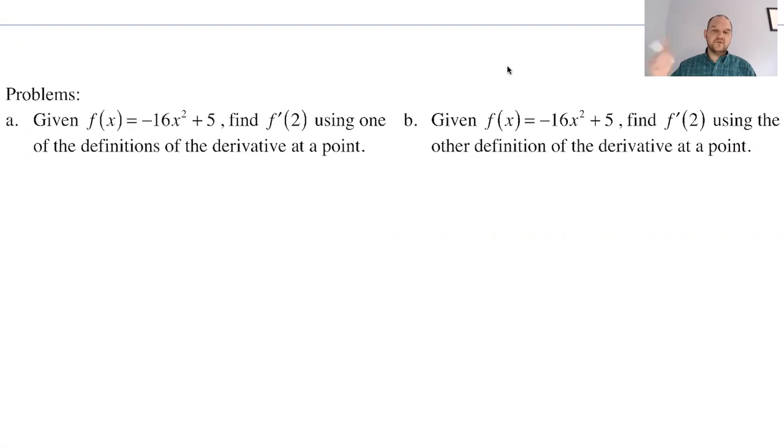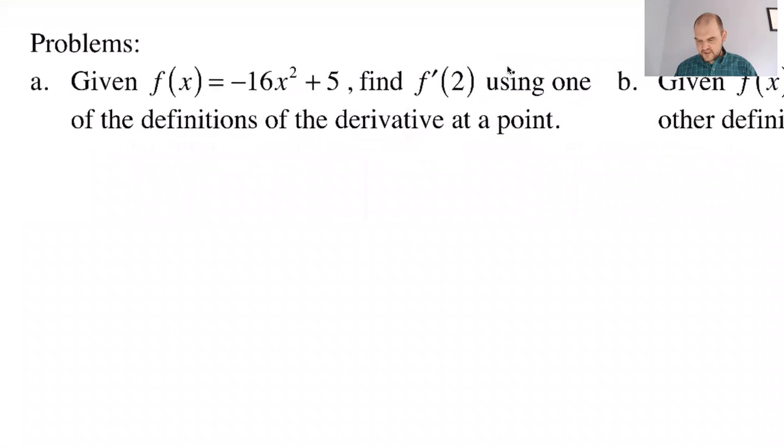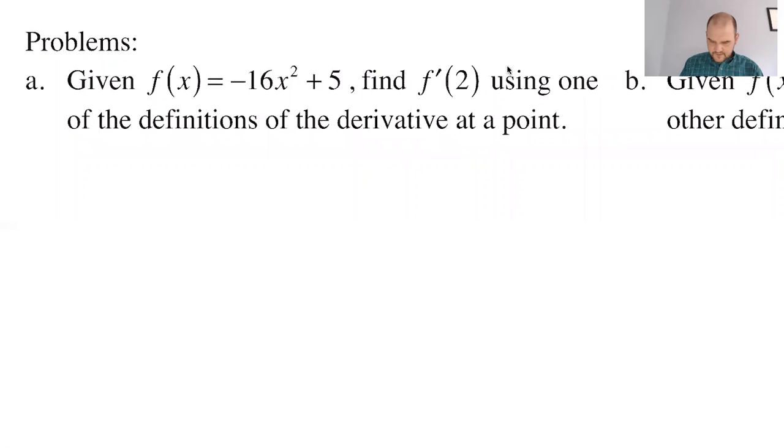If you didn't memorize them, you can look back. You could just follow along. But you need to have these memorized because otherwise there's just no chance you're doing these problems. So I want to find f prime of 2. It says to use one of the definitions of derivative at a point. The next problem says to use the other one, so it doesn't matter which one we go with.